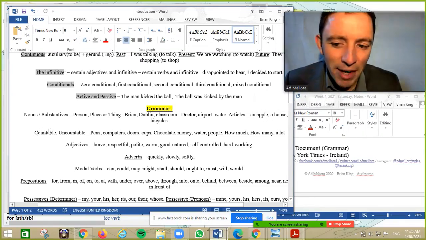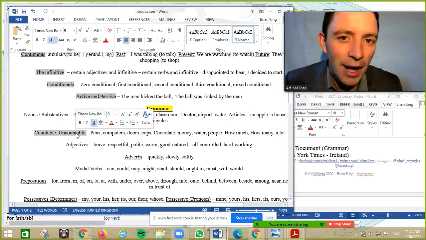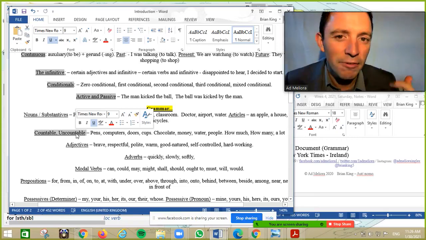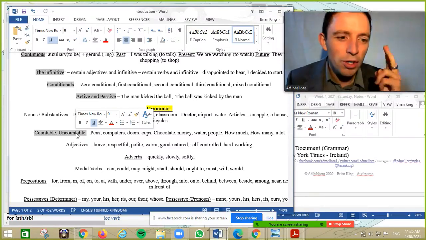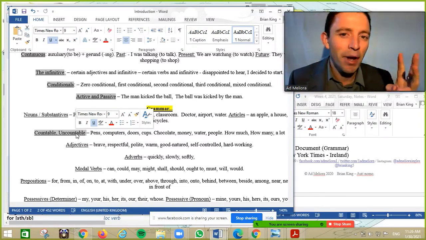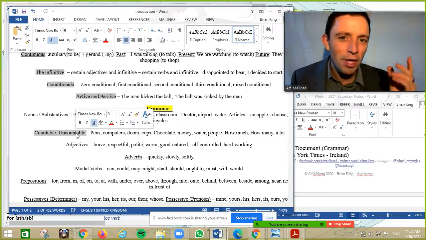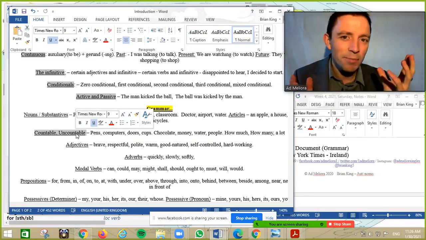The concept of countable substantivo and uncountable substantivo. In English, is it possible to count the substantivo? For example, book. One book, two books, three books. Yes, it's possible to count the book. Water. Is it possible to count water? Not really, no. One water? No. Two water? No. We say one bottle of water, one glass of water, one litre of water. But water, it's impossible to count.